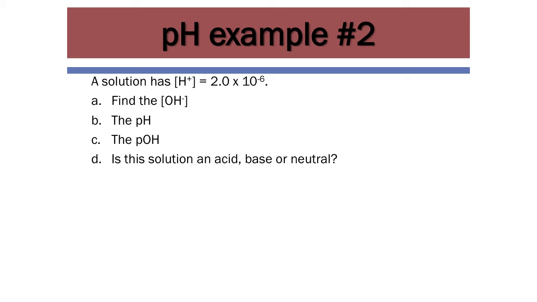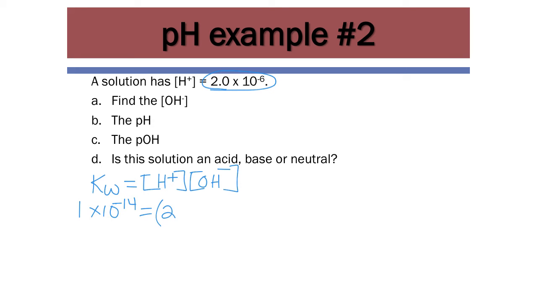All right, so in this example, we are finding all of our different things. And we could really honestly go in any order, it doesn't matter. So we're given the hydrogen ion concentration and asked to find everything else. So if we just want to go in order, we can use Kw is equal to H plus times OH minus, and that has a value of 1 times 10 to the negative 14th. So if my H plus is 2 times 10 to the negative 6, then I can just divide those in order to find my OH minus concentration.